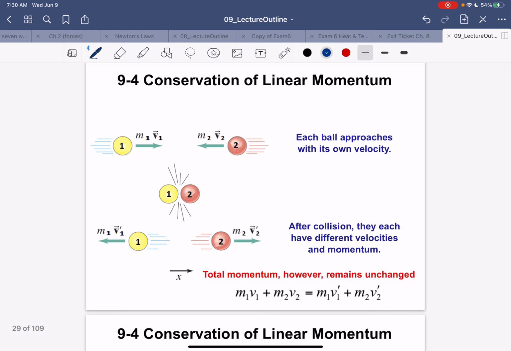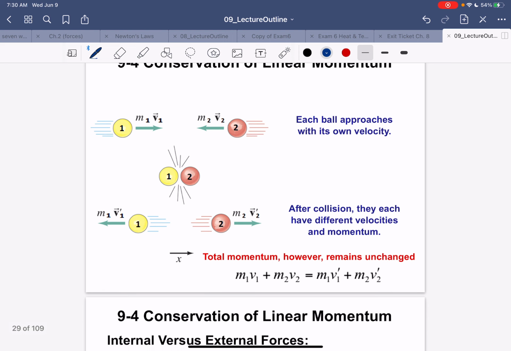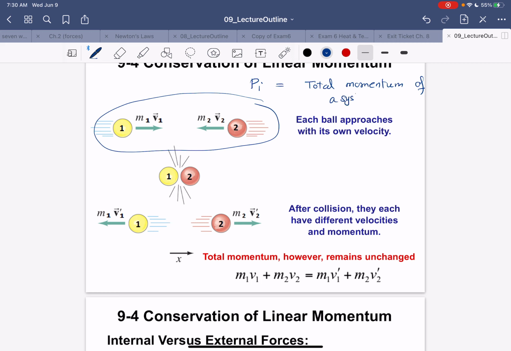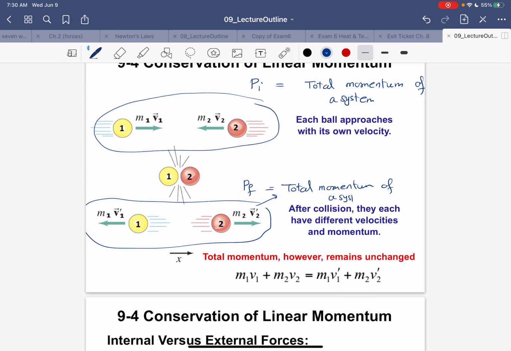Of course, again, the same explanation. After collision, they each have different velocities and momenta, but the total is going to stay the same. Regardless of what I have here when I add, and remember we said this is the total momentum of the system, not a single object. And here again, I will consider the total momentum of the system, and this is after.